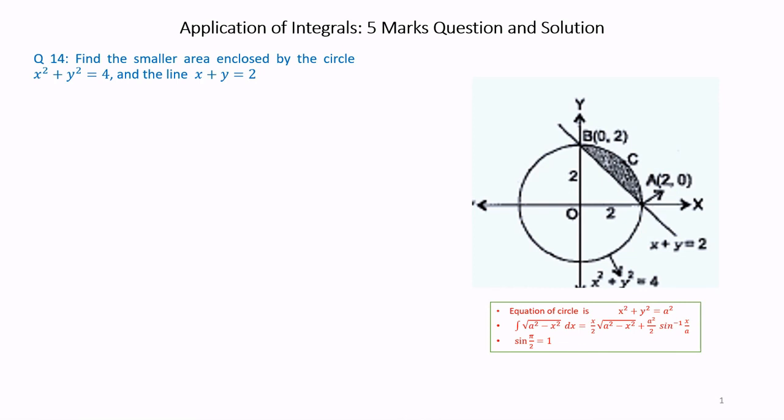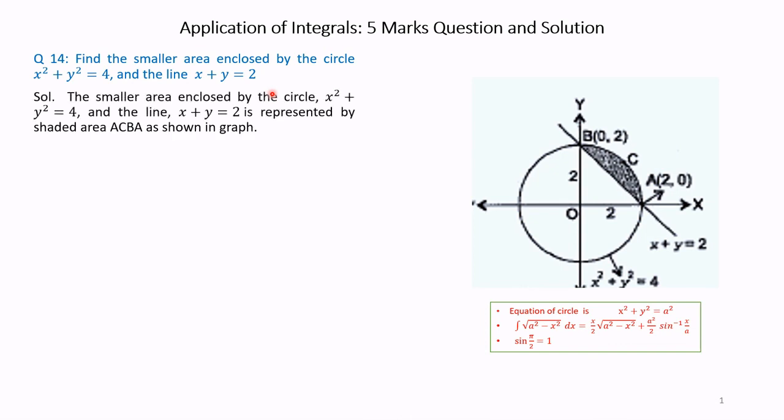Find the smaller area enclosed by the circle x square plus y square is equal to 4 and the line x plus y is equal to 2. So please note here a circle is given whose equation is x square plus y square is equal to 4. That is, the value of a in the standard form is a square is 4, or a is 2. And the equation of the line given is x plus y equals 2.